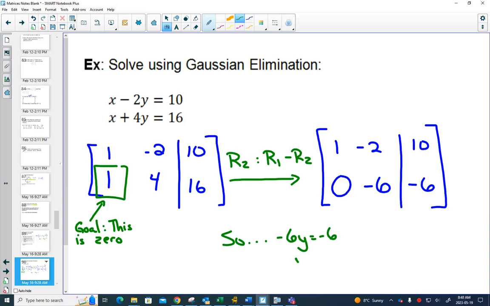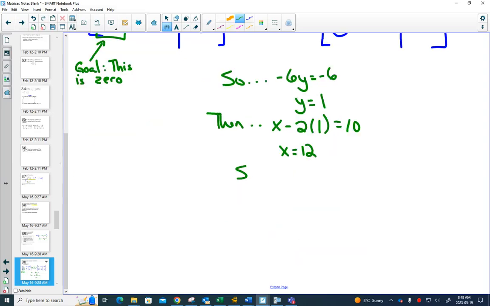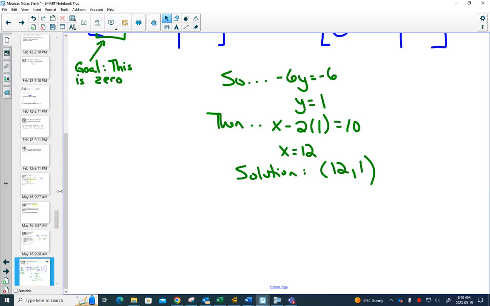Is that easy to solve for y? Absolutely. y is equal to 1. Then, you could substitute in: x minus 2 times 1 equals 10. And write our solution as a point. And our solution is (12, 1).